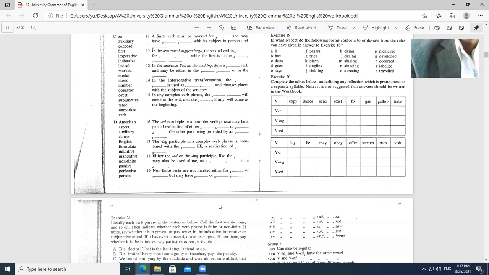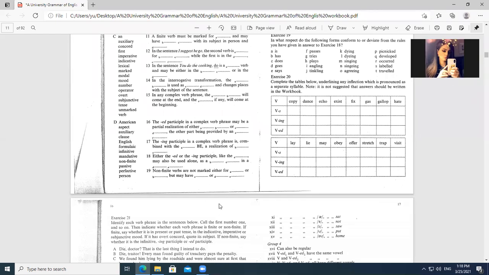The ed participle in a complex verb phrase may be a partial realization of either perfective aspect or passive voice, the other part being provided by an auxiliary verb.